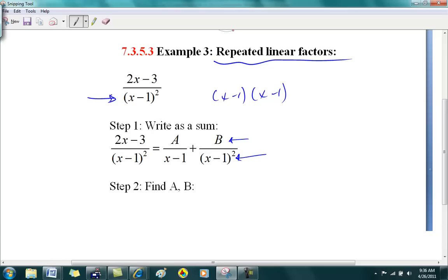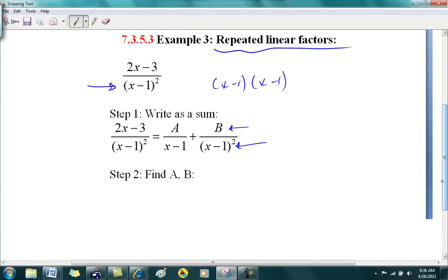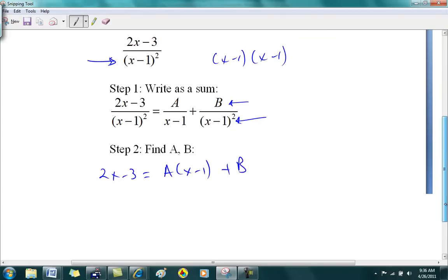All right, so let's go ahead and find a and b again now. We're going to multiply everything by x minus 1 squared. So on the left-hand side, I get 2x minus 3. On the right-hand side, I will get a times x minus 1 plus b using the killing method. Okay, so I kill a by putting x equals 1. On the left hand side I get 2 minus 3, which is negative 1. On the right hand side this disappears. Negative b is equal to negative 1. Okay, b is equal to negative 1.